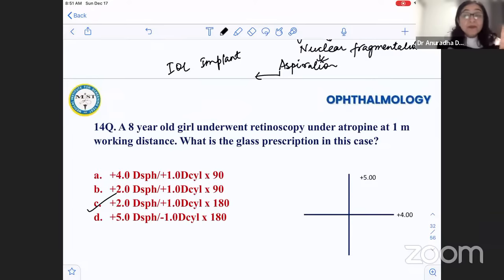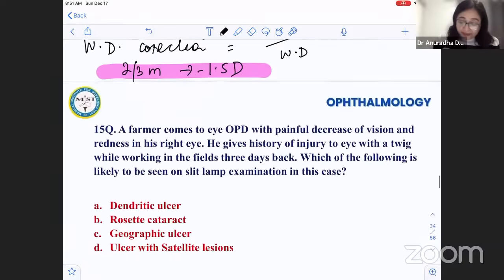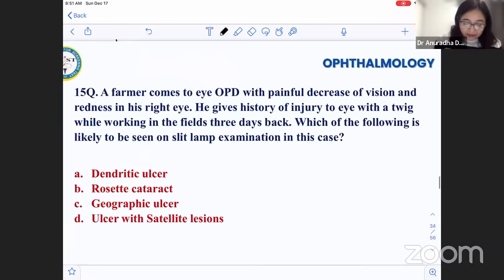So here, the type of refractive error is another type of question which they can ask you. Sometimes they ask about the type of refractive error. So here in this case, it is compound hypermetropic astigmatism. Remember the different types of astigmatisms. So this is compound hypermetropic astigmatism. Okay, right? In case the question is based upon that. Okay, let's move on to the next topic.